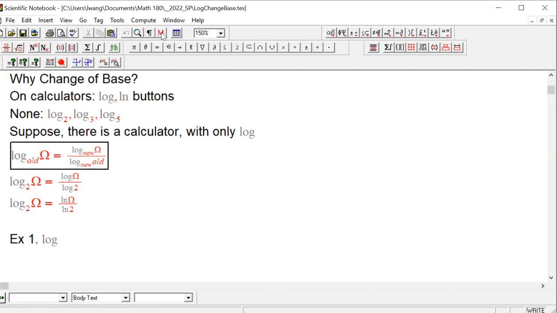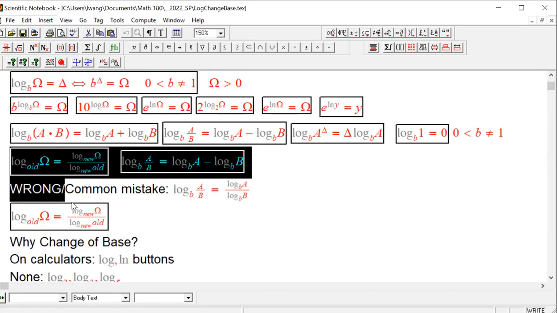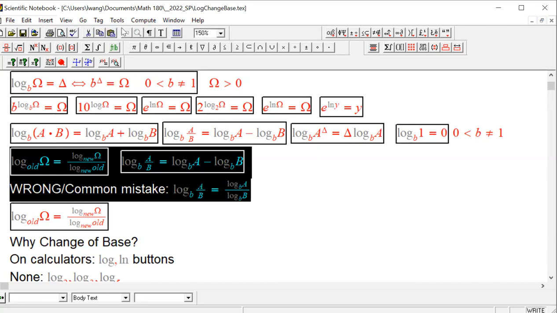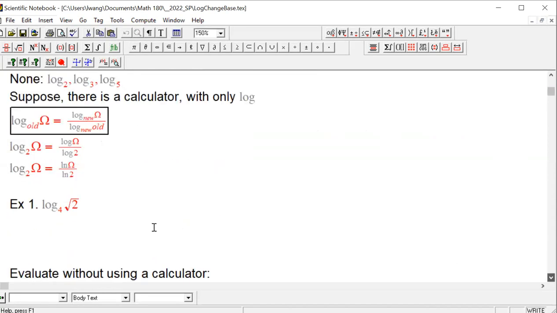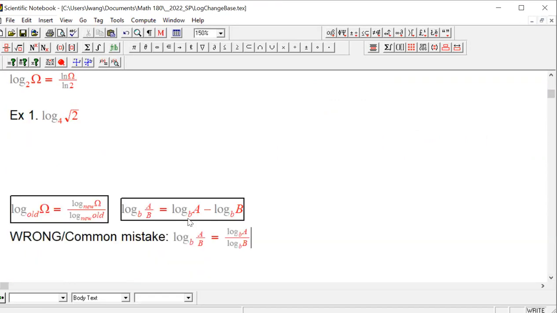We have log base 4 of square root of 2. We worked hard on the power. Let me bring these along with us, in case we need it. So here we go.